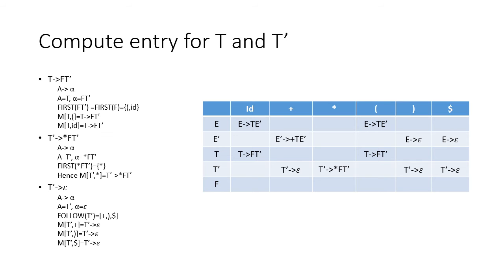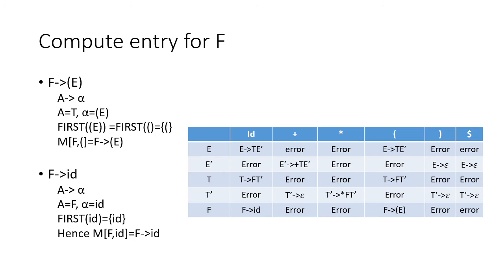Similarly, you can see the computation for T dash and finally F. So you can see that T derives F T dash. The same computation is done, so you have T comma bracket, that means the first bracket and ID, you store T derives F T dash. Repeat the same process for the others. Now similarly we find for F, and similarly we find for ID.